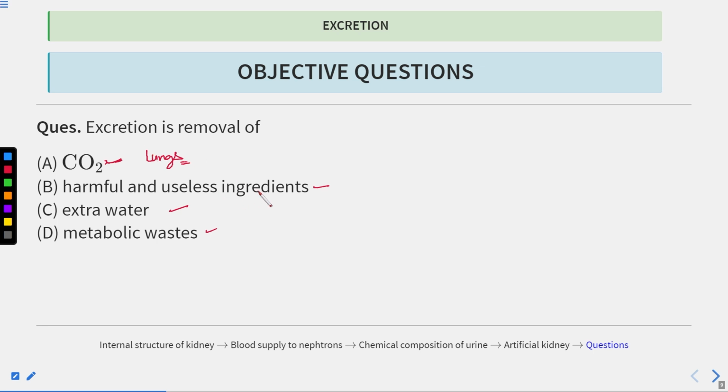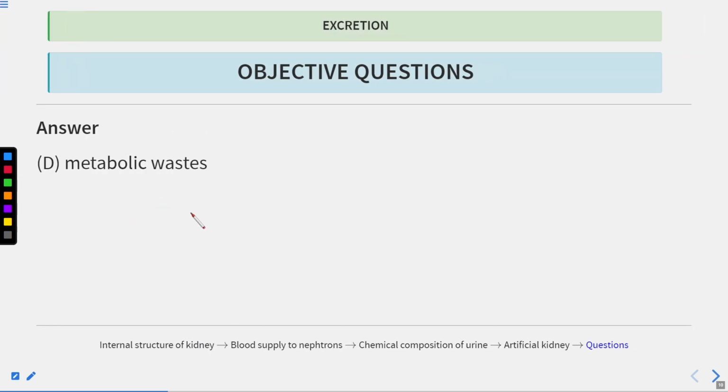Other options are harmful and useless ingredients, and extra water. So extra water is also eliminated, and harmful and useless ingredients are also eliminated. Metabolic waste are those wastes that are produced during the metabolic reactions, or you can say during biochemical processes or biochemical reactions. Alright, so all the nitrogenous waste like urea, uric acid, and ammonia are metabolic waste. So what should be the answer here? Option number D, metabolic waste.